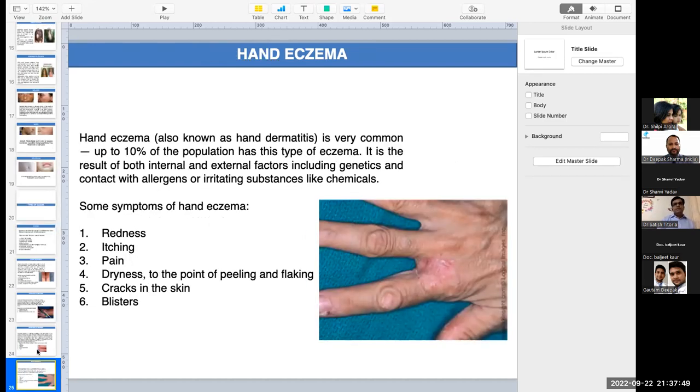Now we come to hand eczema. Hand eczema, which is also known as hand dermatitis, is very common. Up to 10% of the population has this type of eczema. It is the result of both internal and external factors, including genetics and contact with allergens or irritant substances like chemicals. Some symptoms of hand eczema are almost the same: itching, pain, or blisters.